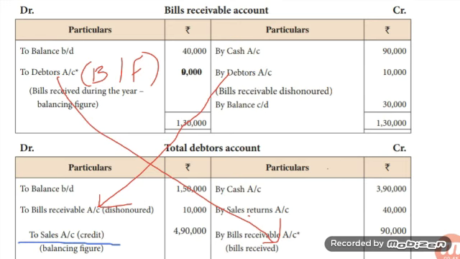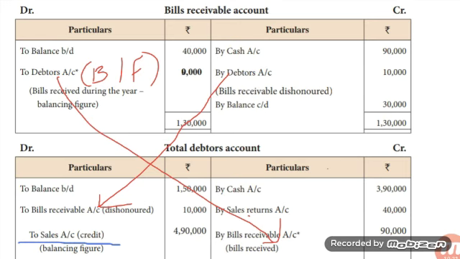Okay children. Then in bills receivable account we entered by debtors, that means bills dishonored. These bills dishonored you should enter on the debit side as to bills receivable account. The amount is 10,000. Then enter the closing balance of sundry debtors account as by balance carried down 1,30,000. Now we entered all items in debtors account.